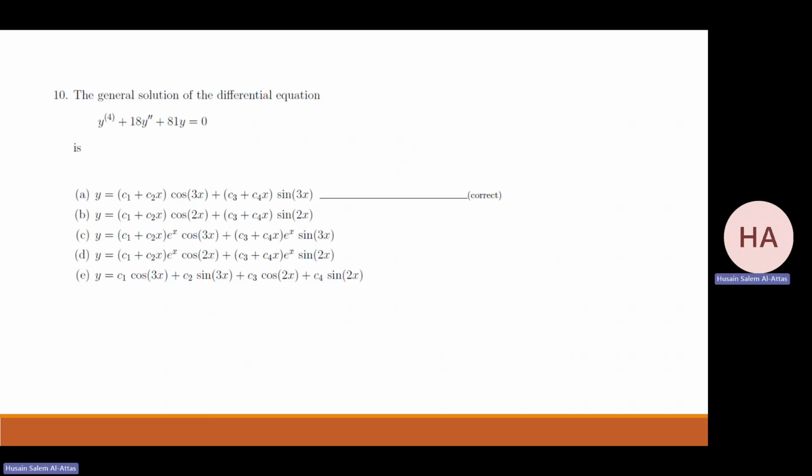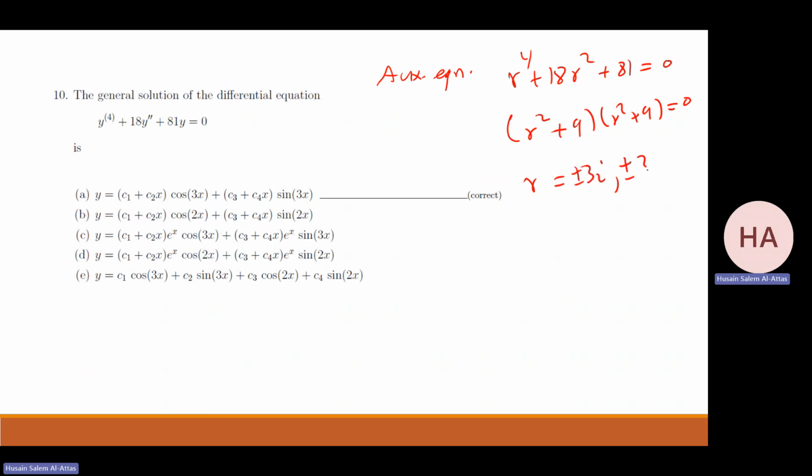The general solution of this, I have the auxiliary equation: r to the power 4 plus 18r squared plus 81 equals 0. And this is r squared plus 9 times r squared plus 9. Very clear. So r equals plus or minus 3i, plus or minus 3i. These are the roots. So my general solution: y equals (c1 plus c2 x) cosine 3x plus (c3 plus c4 x) sine 3x. And that will be the answer. Yeah, very clear. I think we did it.